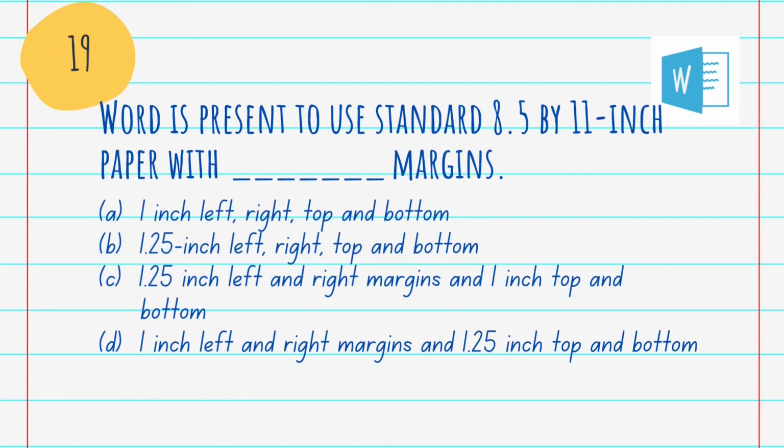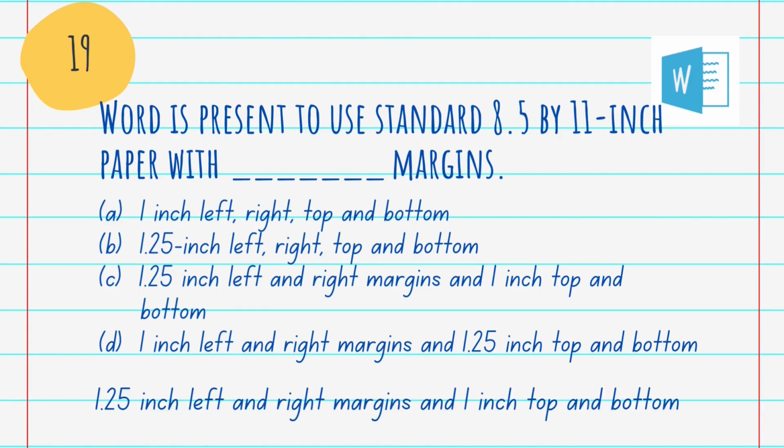Then question number 19. Word is preset to use standard 8.5 by 11 inch paper with dash margin. A, 1 inch left, right, top and bottom, B, 1.25 inch left, right, top and bottom, C, 1.25 inch left and right margins and 1 inch top and bottom margin, and D, 1 inch left and right margin and 1.25 inch top and bottom. And the answer is C. 1.25 inch left and right margin and 1 inch top and bottom.